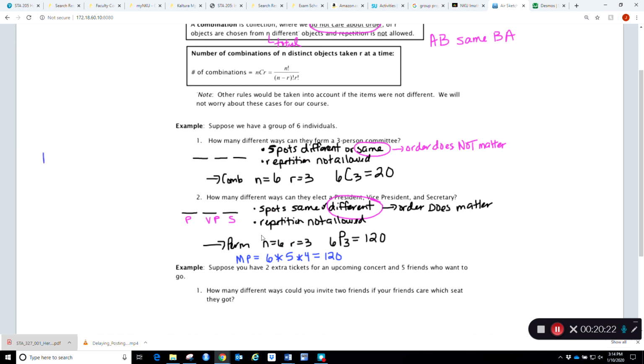Add a little note though. So if you do a permutation, you could also do the multiplication rule. However, the same is not true the other way around. So if you could do the multiplication rule, doesn't mean you can do it as a permutation.